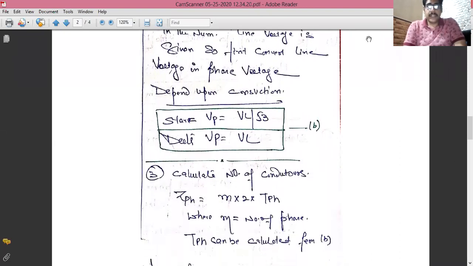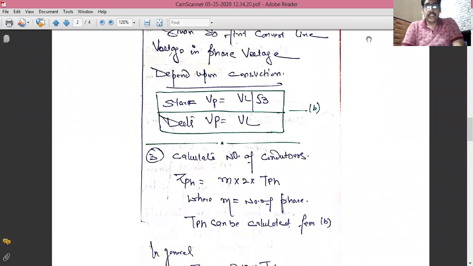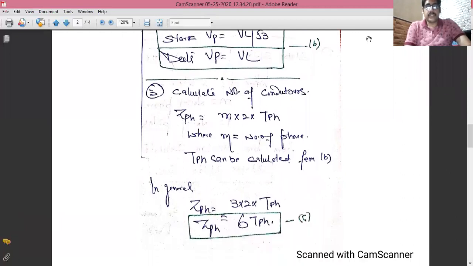After the calculation of T_PH, you have to calculate the total number of conductors, and this will be given by the relation Z_PH is equal to M into 2 into T_PH, where M is the number of phases, 2 is a constant value, and T_PH can be calculated from the above equation. So from that equation, you can calculate the value of Z, and this is equal to 6 T_PH. In general, we have a three-phase alternator, so that is why M is equal to 3. So 3 multiplied by 2 is equal to 6. So total Z_PH will be equal to 6 T_PH.